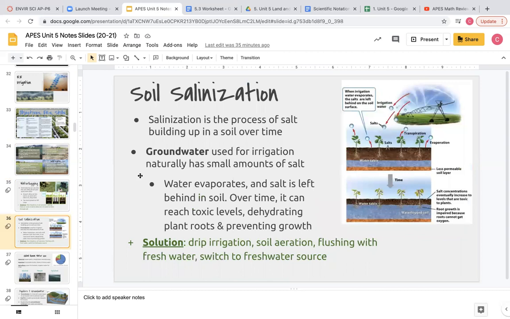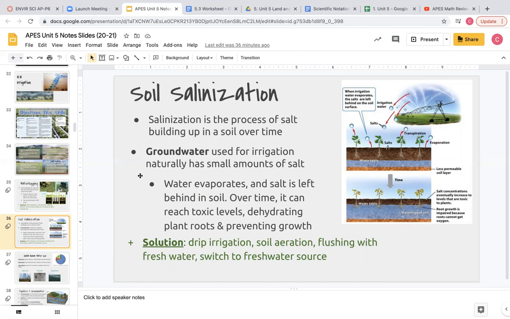And then soil salinization, this is what we talked about yesterday, and this is the lab that we are going to work on. So this is the process of salt building up in soil over time. All of the groundwater that is used for irrigation naturally has small amounts of salt. If you have a well at your house and you have well water, naturally there are minerals in that water, and salt is usually in there. And so when this water evaporates, it leaves all of that salt behind on the soil, and over time that builds up and can reach dangerous levels for the plants and prevent their growth.